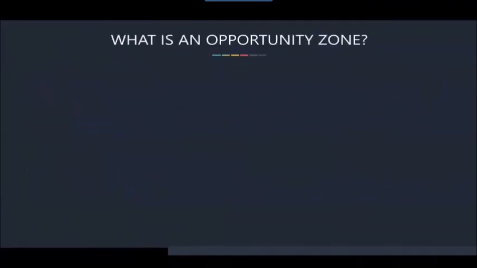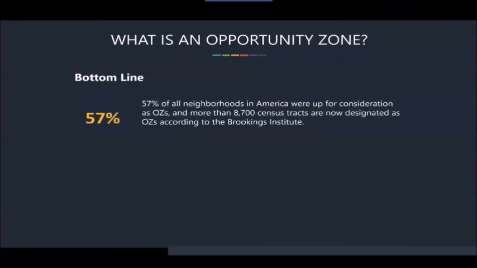Now let's talk about the bottom line of how many OZs were picked. 57% of all neighborhoods in America were up for consideration as OZs, and they designated more than 8,700 census tracts. Just to give you an idea of how big this is, the last time we did opportunity zones in America, there were 40. That's right, 40 in the entire country. This time we designated 8,700 of them.